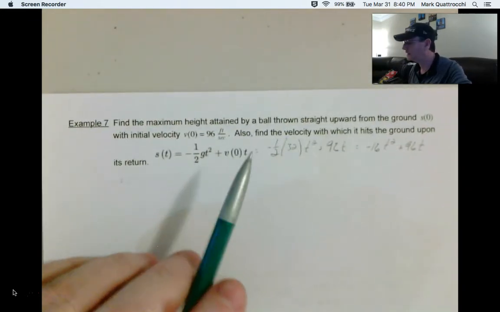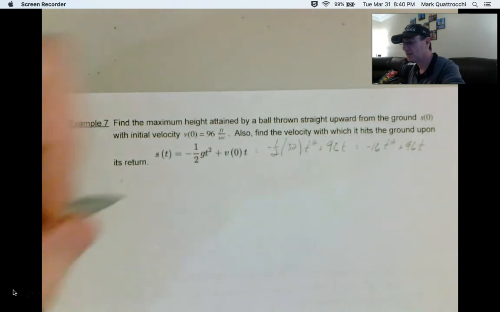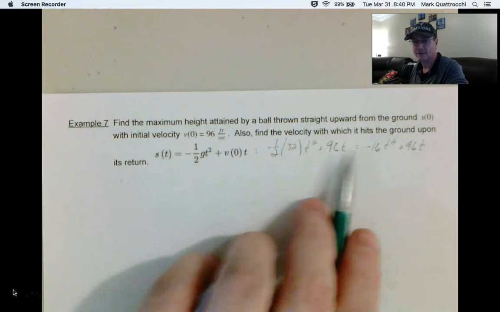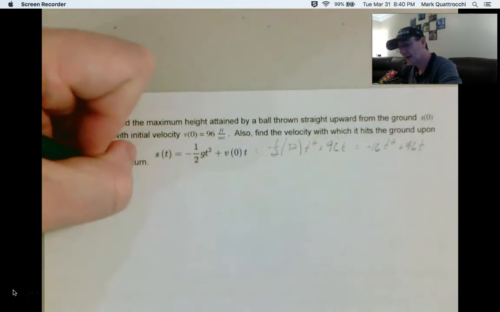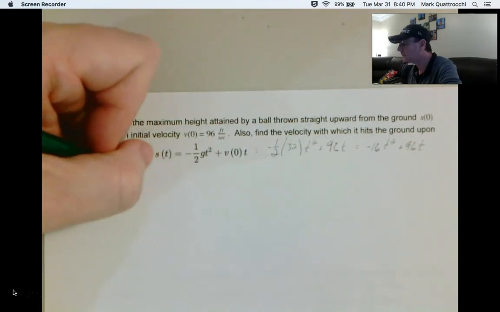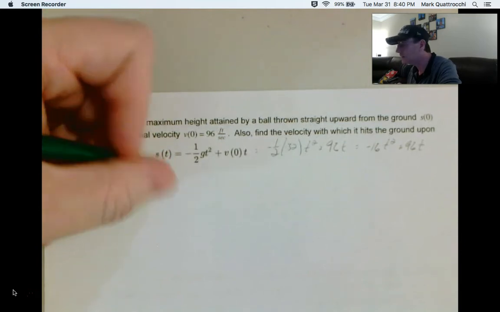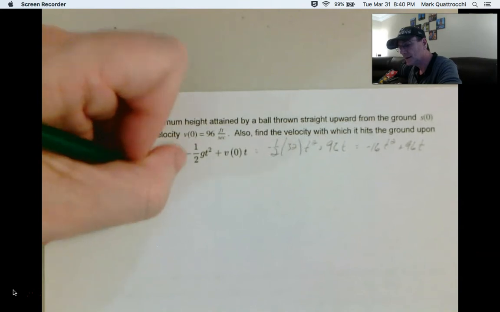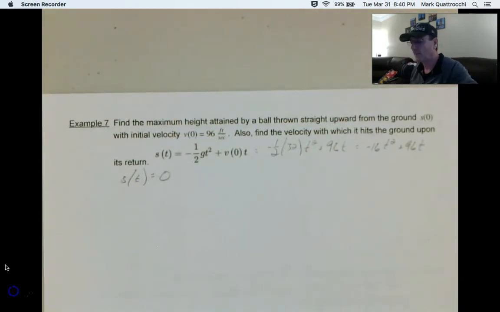We'll find its velocity and when it hits the ground. We'll find the velocity later. Let's find when it hits the ground first. So when it hits the ground is when the height is 0. The position is 0. So S of t equaling 0. That's what we want to find here.